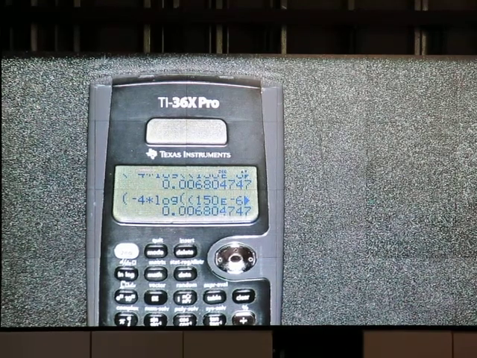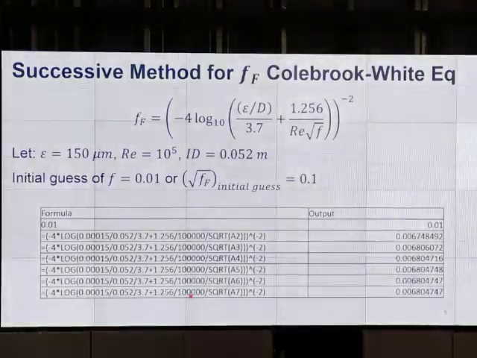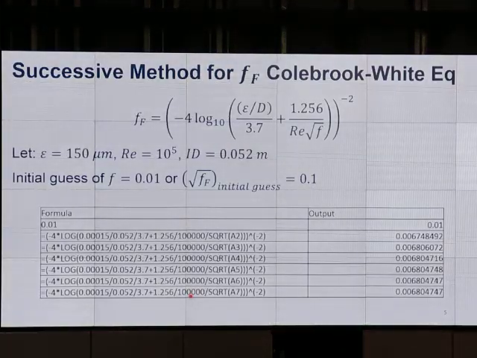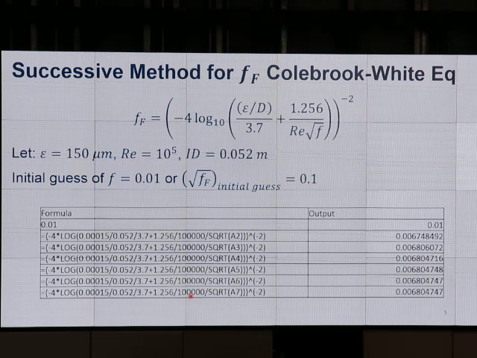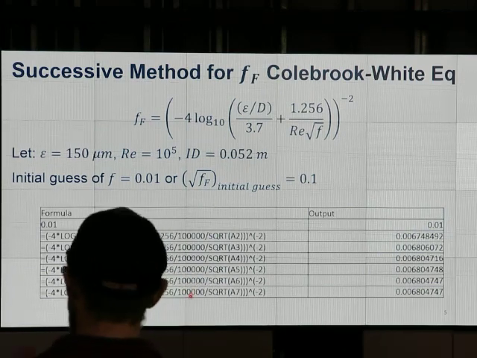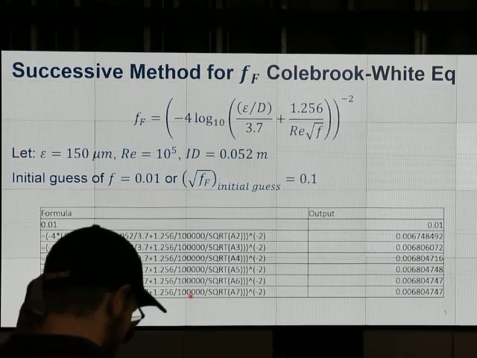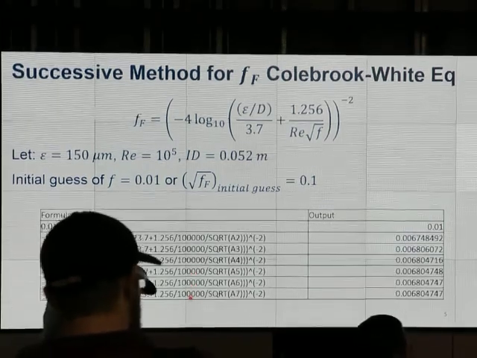Good? Okay, let's check. I get 0.0068747 on my screen. You check this? Is this the same as that? It's magic, right? Okay, thank you for coming. Hopefully, you can do this on either the quiz or the exam.